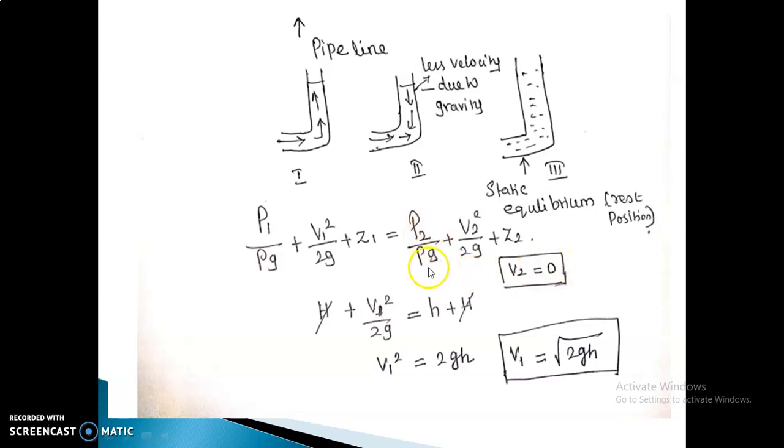So you will have P2 by rho g. This is the pressure head. Here it is considered the stagnation head, which is nothing but the summation of your dynamic as well as static head. So you will have small h plus capital H. This h and h term will get cancelled. So you will have V1 square by 2g equal to small h. From this expression, if you calculate the velocity V1, we can get it in terms of root of 2gh.